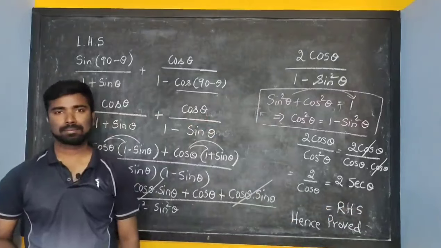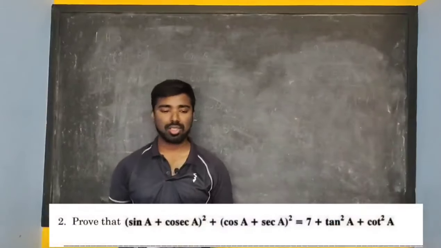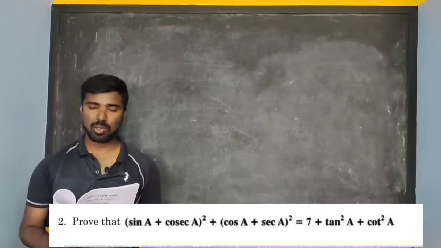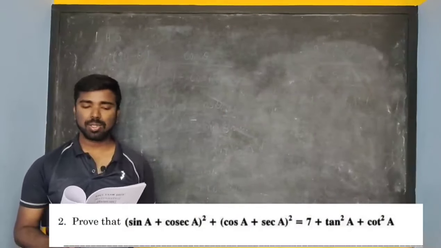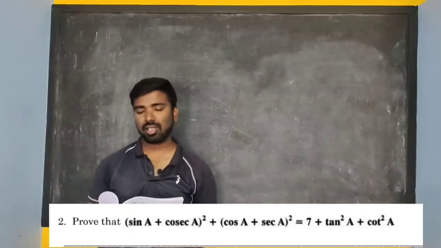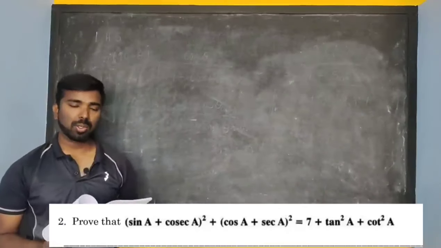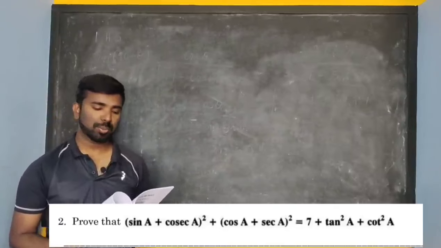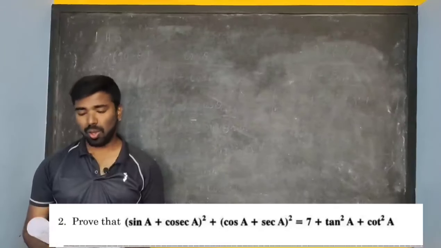First question. Students, now moving to the second question. Prove that (sin A plus cosecant A) whole square plus (cos A plus secant A) whole square equals 7 plus tan square A plus cot square A. Let me repeat the question. (Sin A plus cosecant A) whole square plus (cos A plus secant A) whole square, we need to prove as 7 plus tan square A plus cot square A.